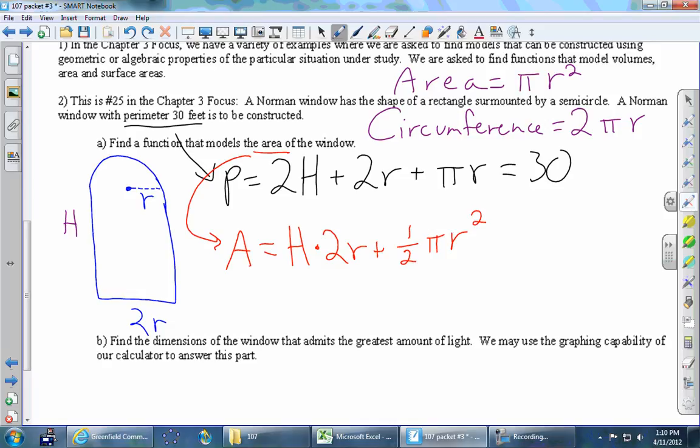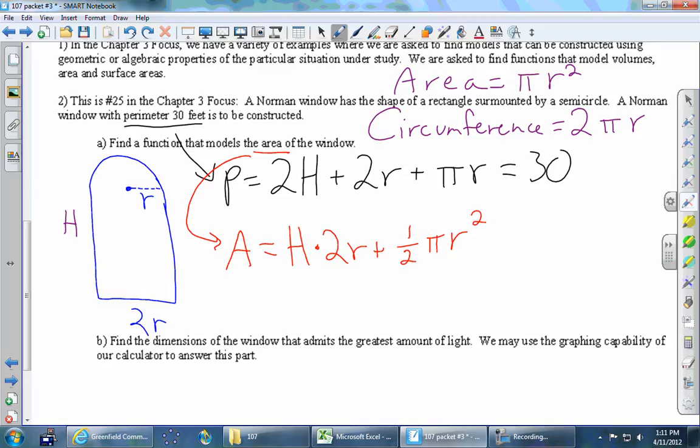You have that 30 equation, which we haven't used. Maybe we're going to solve this 30 equation for either h or r, and once we know what h is, we substitute. Right? That's something we've done before, maybe not in this context, but that's a reasonable thing to try. Solve the first equation for h or r, plug it into the second equation.